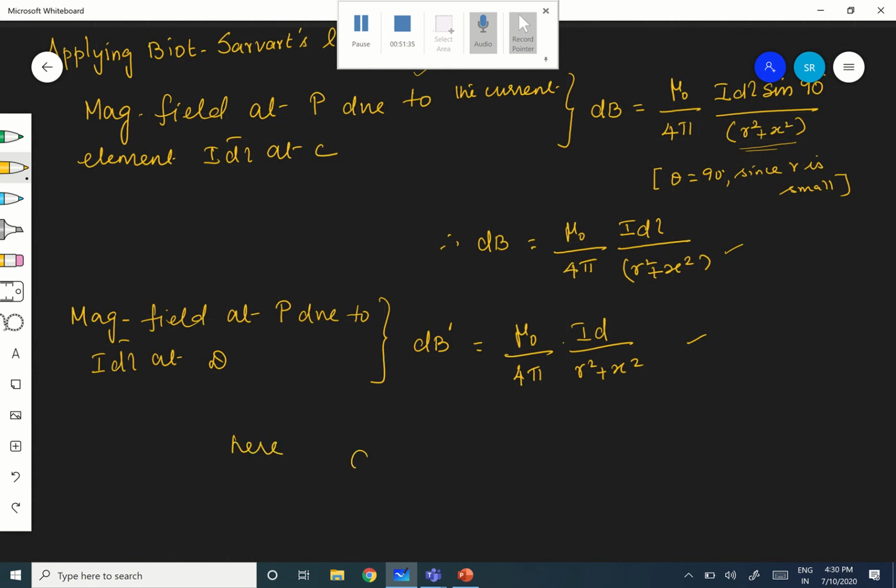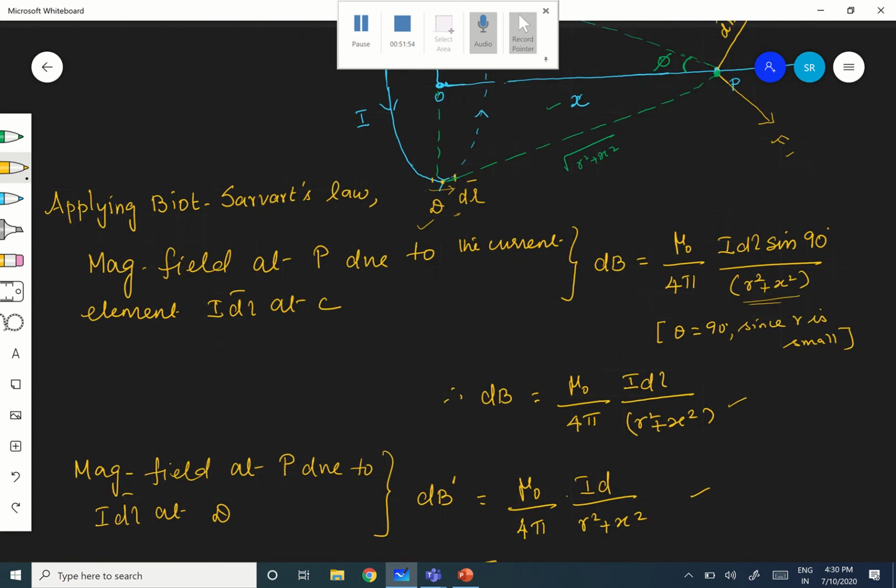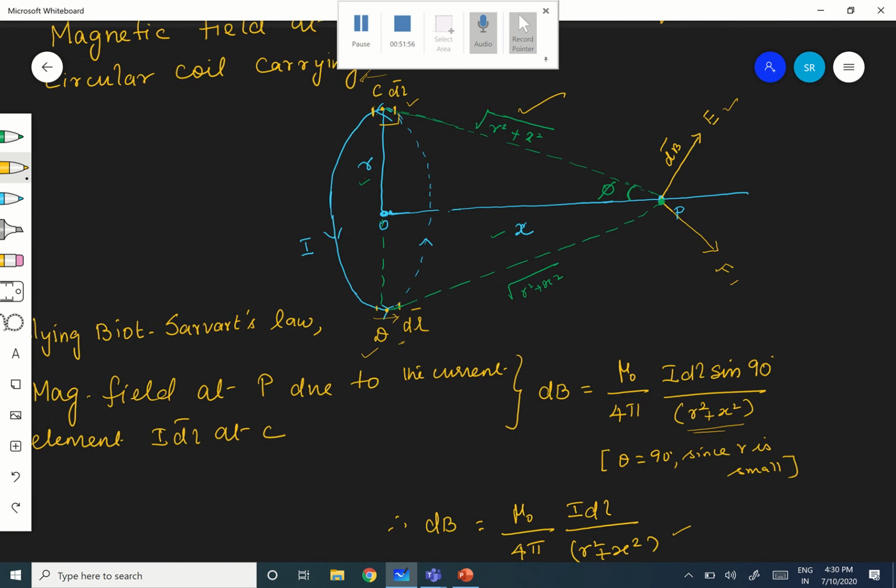Therefore, we found that dB is equal to dB dash. Magnitude is same. That is dB equal to dB dash. Correct? But only the directions are different. How is the direction different? One is along PE and another one is along PF. Okay, children. So now my question is how to find out there.